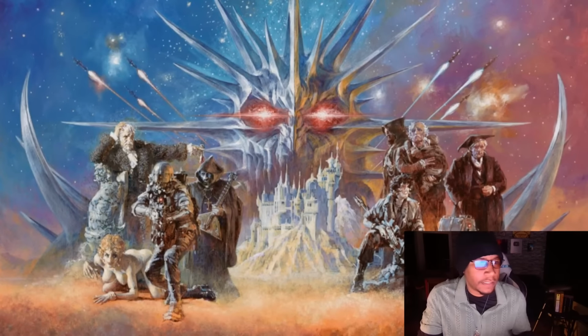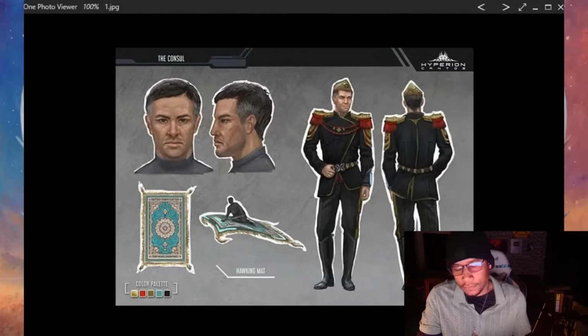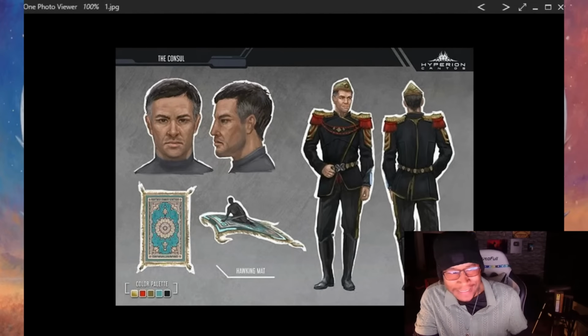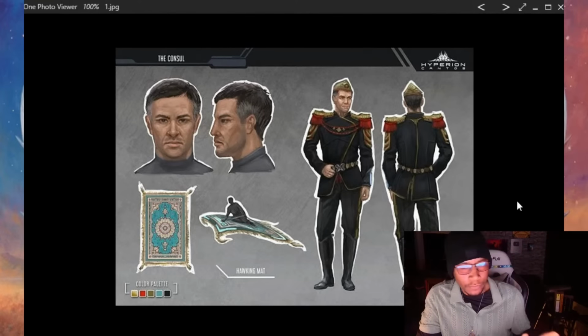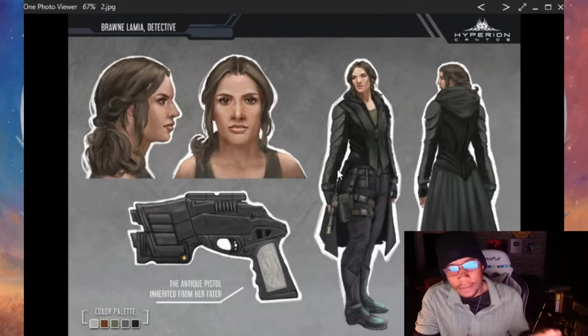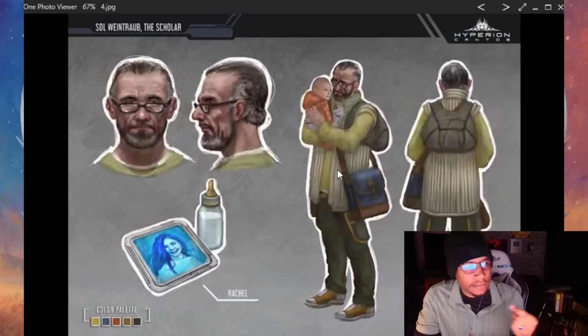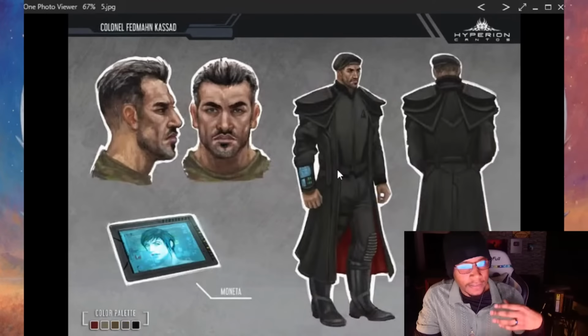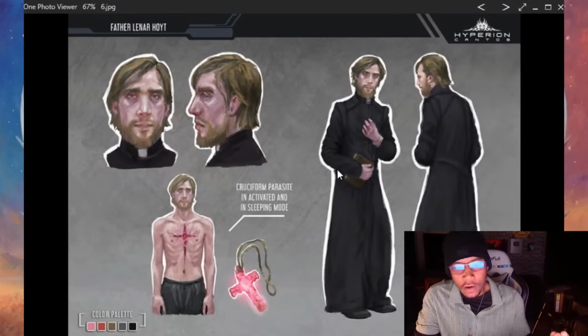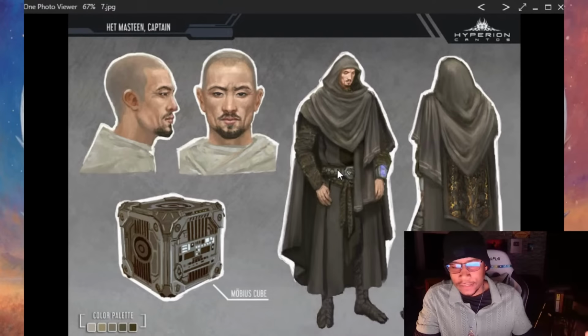So the first pilgrim is the Consul. Yes, we've got pictures. We've got visual aids this time, guys. We've got the Consul. We'll get into him more later. So this is the Consul. That's our first pilgrim. We've got Brawne Lamia. We've got Martin Silenus, the poet. We've got Saul Weintraub and his daughter Rachel, the wandering Jew, the scholar. We've got Fedmahn Kassad, the soldier, the butcher of Brescia. We've got Father Lenar Hoyt, the tortured priest. And we've got the monk Het Mustine.